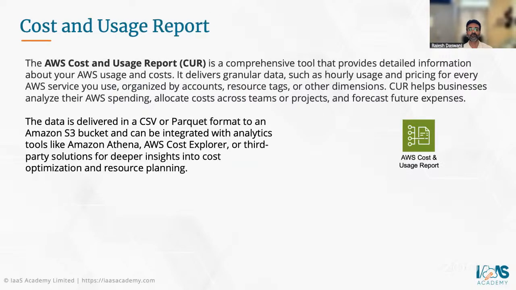The Cost and Usage Report is a comprehensive tool that provides detailed information about your AWS usage and costs. It's more granular, and it allows you to deep dive into your cost usage patterns for the various resources that you've provisioned in your AWS account, organized by accounts, resource tags, and any other dimensions. The data is delivered in CSV format to an Amazon S3 bucket that can be used for analytics with Athena, Cost Explorer, or third-party tools for deeper insights.